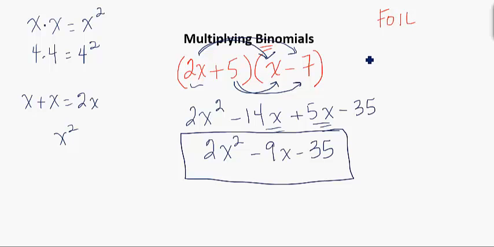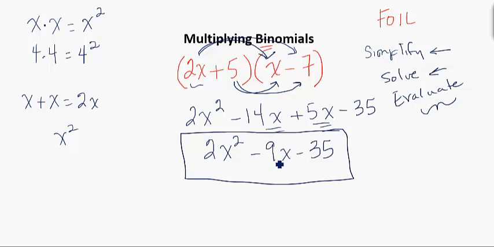and as we've talked about in class, we've talked about the word simplify, solve, and evaluate. Here we're just simplifying. We multiplied, we found their product, so we simplified. We cannot solve because it's not an equation, and we cannot evaluate because we don't actually know the value of x.